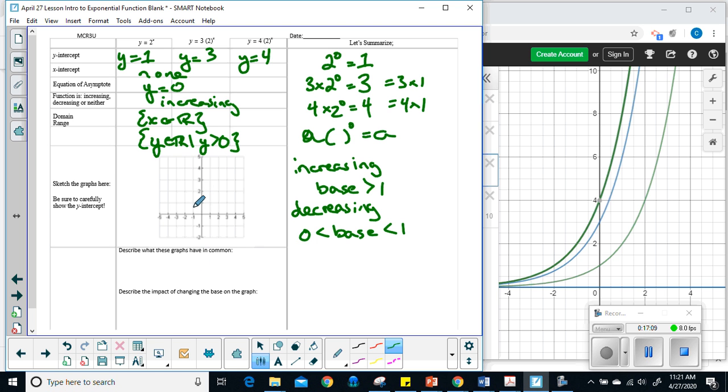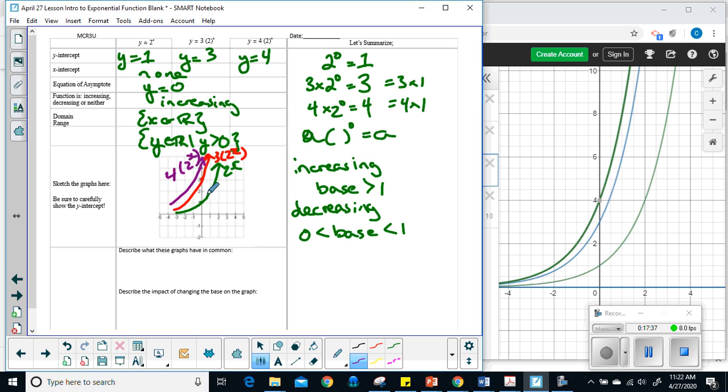So in terms of my graph, 2 to the x goes through 1. 3 times 2 to the x goes through the 3. And last but not least, what do I say, 4? Well, that's not going to really fit on here very well, is it? 4 times 2 to the x.